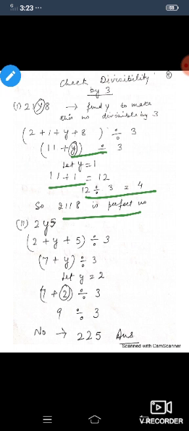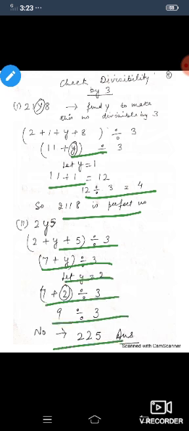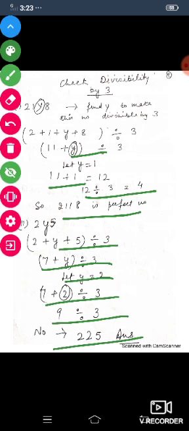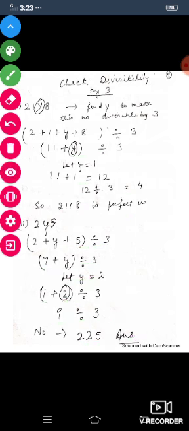Next, 2y5. Now we will add these digits: 2 plus y plus 5 divided by 3. Then 7 plus y divided by 3. Let us take y as 2. 7 plus 2 is equal to 9. 9 is divisible by 3. So instead of y we will write 2. So our number is 225.